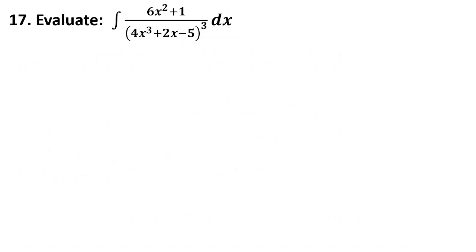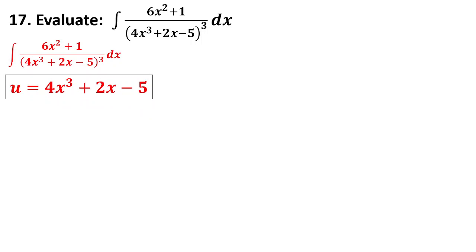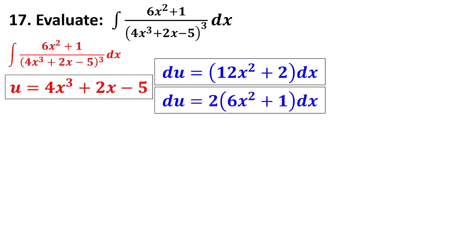That is the integral of 6x square plus 1 by 4x cube plus 2x minus 5, the whole cube. Whenever this whole cube problem comes, don't try to do it by integration by partial fractions. Okay, it cannot be done because the whole cube is there in the denominator. But the numerator may be the differentiation of the term inside the bracket. Let us check. I will take u as 4x cube plus 2x minus 5 and I am getting du as 12x square plus 2. I can take 2 outside, it will become 6x square plus 1 into dx. You are seeing 6x square plus 1 is there in the numerator.